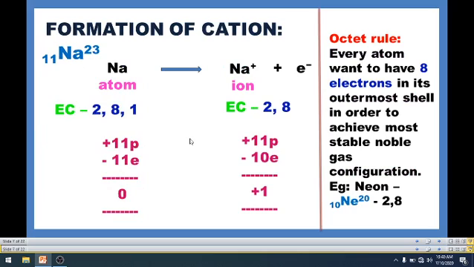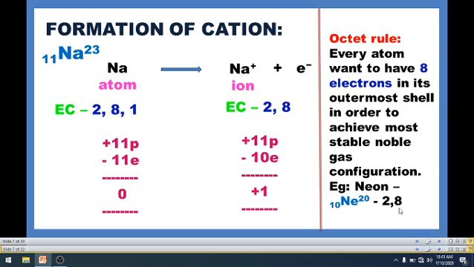Sodium, atomic number 11. The electronic configuration of sodium is 2, 8, 1. And we want to know how many electrons it wants to lose or gain. This is followed with the help of a rule, the octet rule. So what is the octet rule? Every atom wants to have 8 electrons in its outermost shell in order to achieve the most stable noble gas configuration. For example, neon is a noble gas, so its electronic configuration is 2, 8. It has 8 electrons in its outermost shell, and this is the most stable electronic configuration. Therefore every atom wants to achieve the same electronic configuration as noble gases.